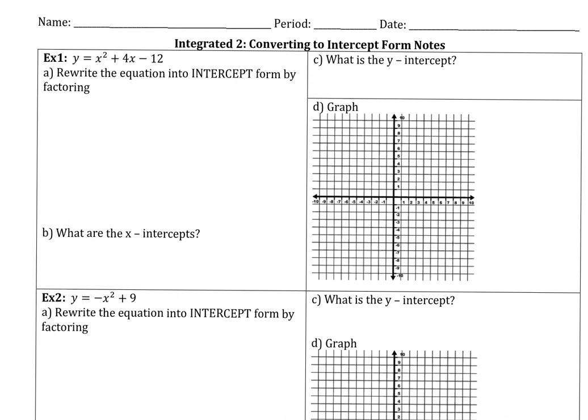We talked about this a little bit in class the other day, but currently we have an equation that is in what we call standard form. In order to convert it into intercept form, we're going to factor our initial equation. In order to factor, we're going to use our butterfly method.